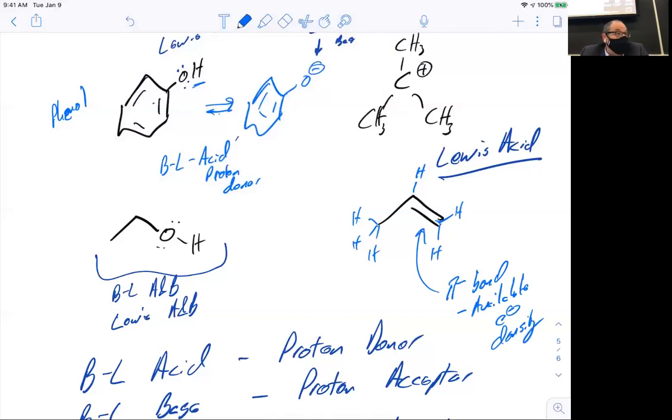Now, would that break that pi bond? Yes, if I gave away those electrons, it would break that pi bond. But this would be a Lewis base, or I could put it in the classification of a Lewis base, because it has electrons that it could donate.